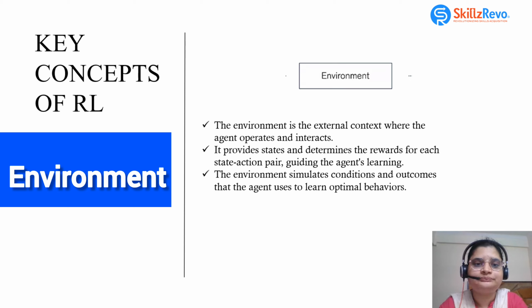The environment. The environment represents the external context in which the agent operates. It is dynamic and provides the agent with the states that it can be in after each action is taken. The environment also determines the rewards associated with each state action pair, which is crucial for the learning process. Essentially, the environment is responsible for simulating the conditions and outcomes that the agent must navigate in order to learn optimal behaviors.